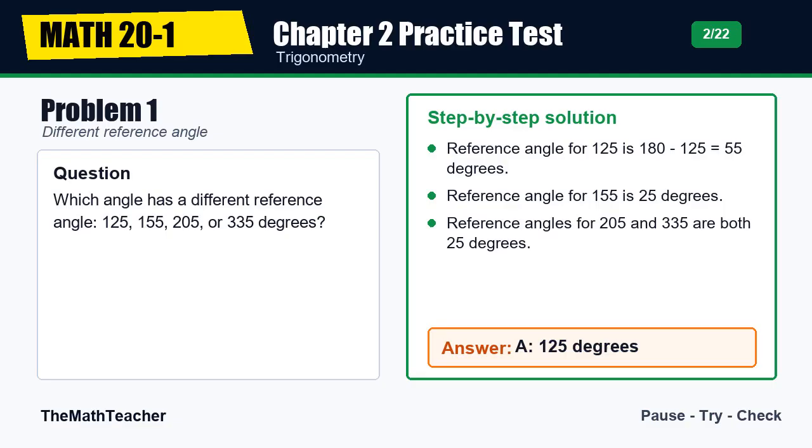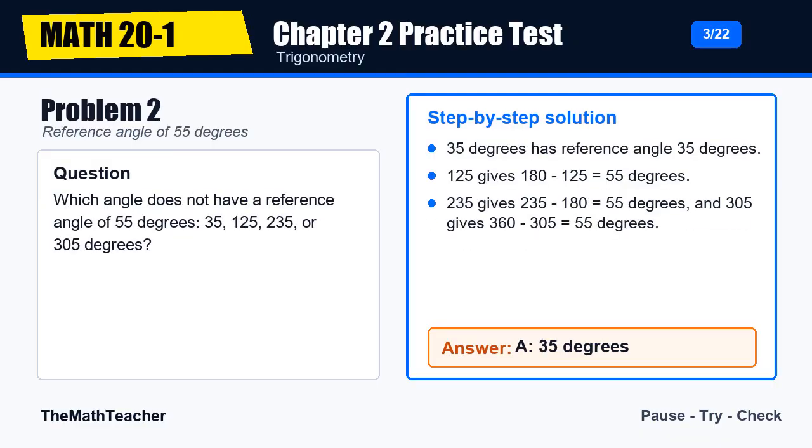For 125 degrees, the reference angle is 55 degrees. For 155 degrees, it is 25 degrees. For 205 degrees and 335 degrees, it is also 25 degrees. The different one is 125 degrees, so the answer is A.